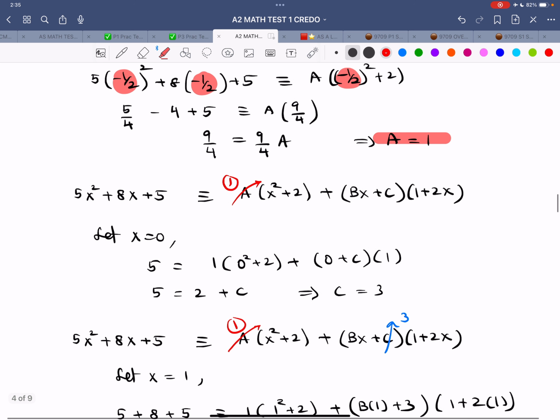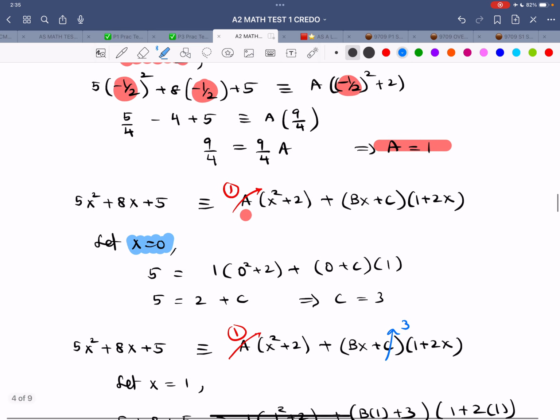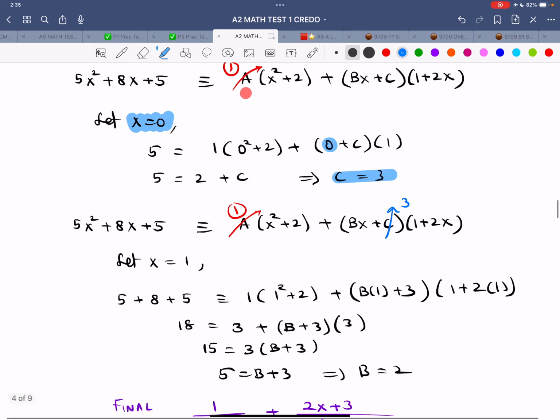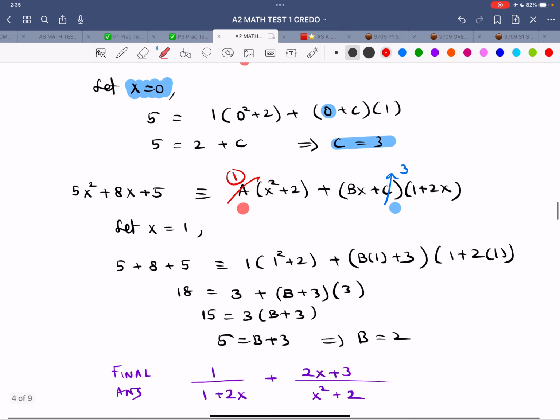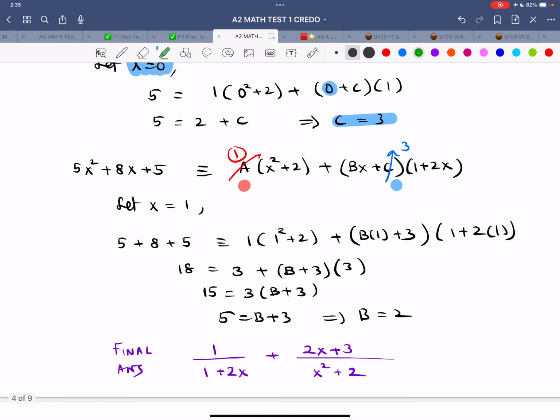The next step, you have to rewrite the value of A. That has to be written. And now the next step is choosing x = 0. When x = 0, Bx will become 0, and you will be able to find the value of C, which is 3. So now we plug in the value of C and the value of A. And now choose any other number. Let x = 1.